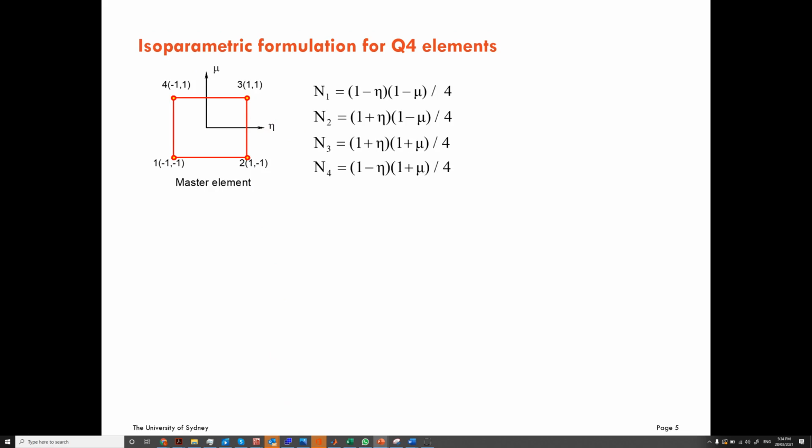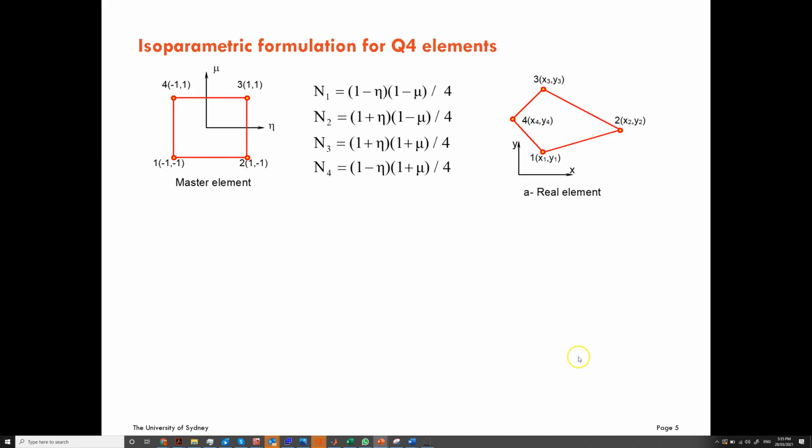Then in this element we define 4 shape functions. These shape functions will depend on the coordinates that are these two Greek letters, eta and mu, and this is going to be the 4 shape functions. So every function, for example this one, is 1 in this node and 0 in the other nodes. And the same with N2: 1 here, 0 in the other nodes.